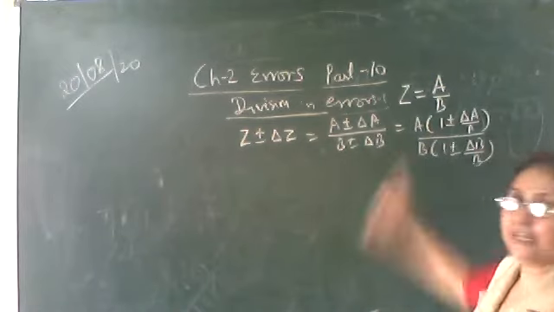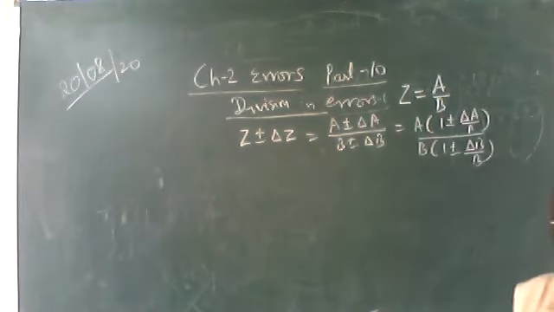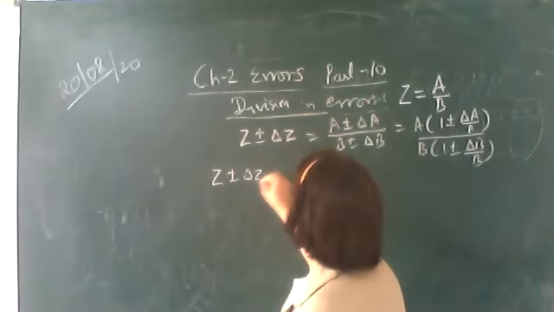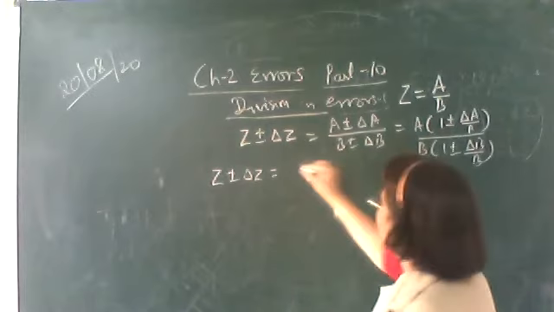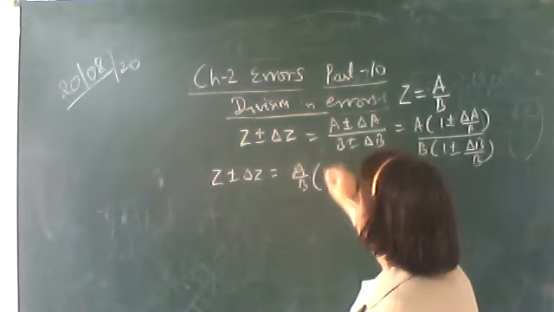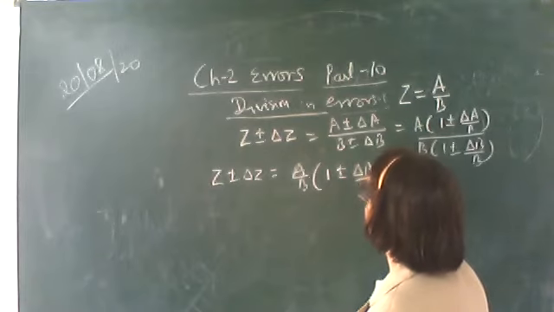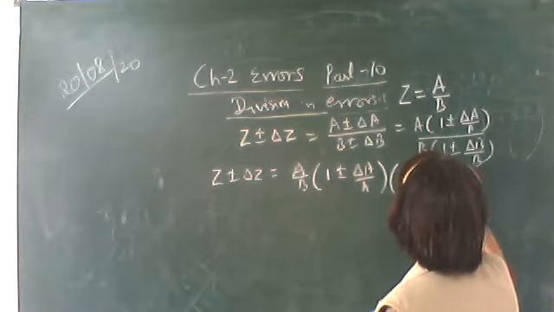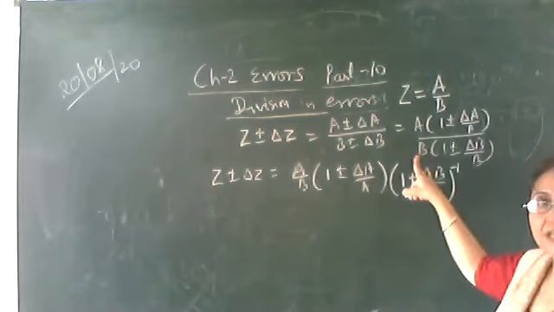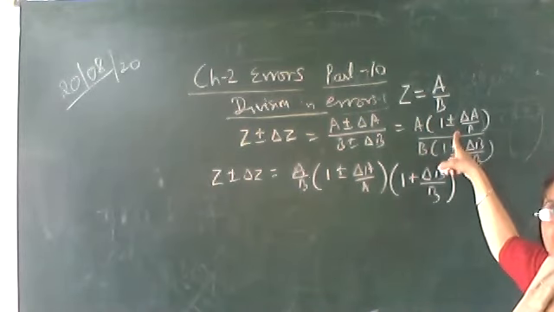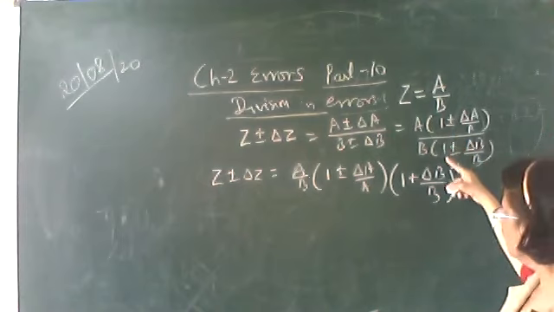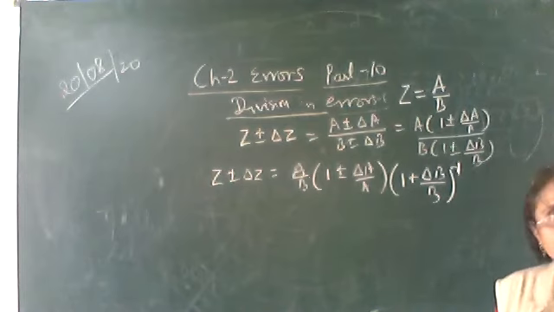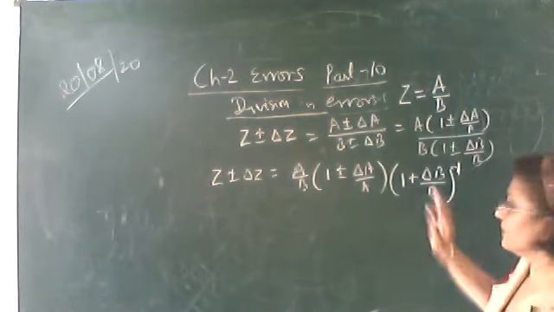So what we have done is taken a common from the numerator and b from the denominator. So z plus minus delta z is equal to a upon b into 1 plus minus delta a upon a into 1 plus minus delta b upon b raised to the power minus 1. Can we write it like this? Yes, we can write it like this.